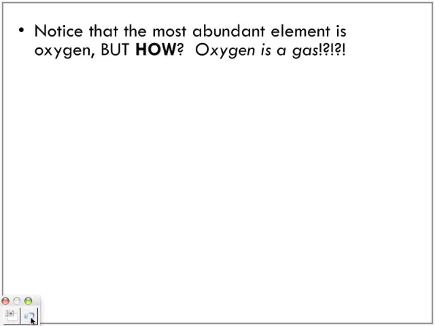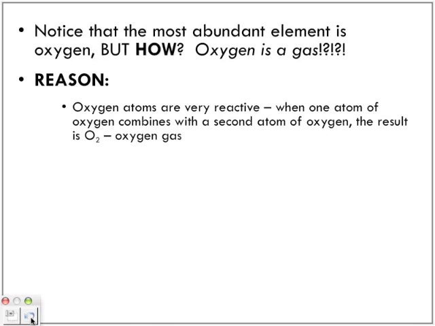Now, notice that the most abundant element is oxygen. But how can it be, right? We're talking about a solid. We know oxygen is a gas, of all things. So how is oxygen now the most abundant element? And as we said, oxygen is very reactive. Oxygen atoms are very reactive.